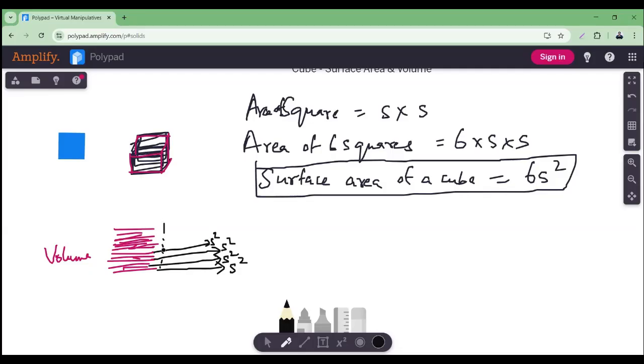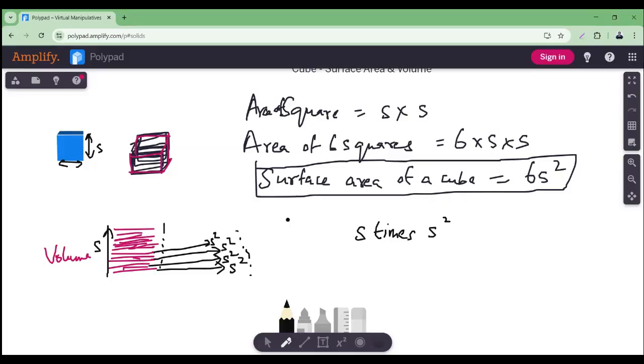How many times does it go on like that? Just think and see. That means it goes on as much as the height. In a cube, this is also s. All the sides are s. Even the height is also s, right? See, the height is s. Then the bottom is s. Left is s. Everything is s. That means this happens s times. S times this s square gets stacked up. The square-shaped plates are stacked up.